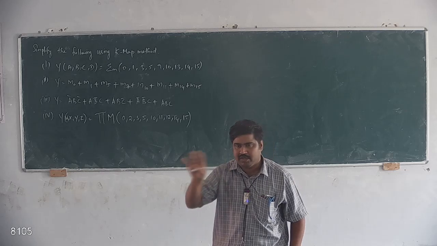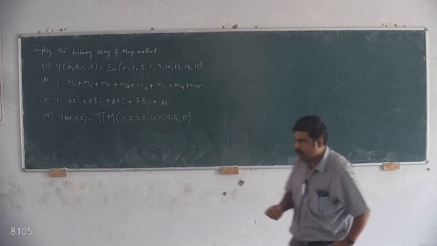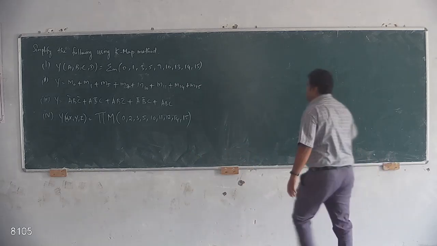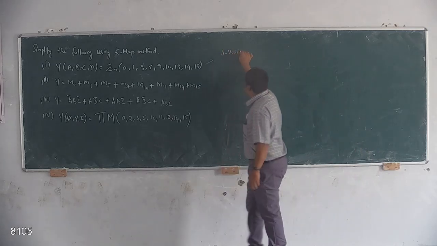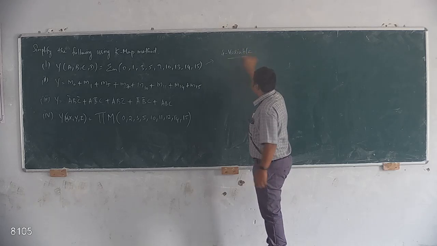So first you draw the structure of four variable K map. This can be solved using four variable K map. So draw the structure for four variable K map.